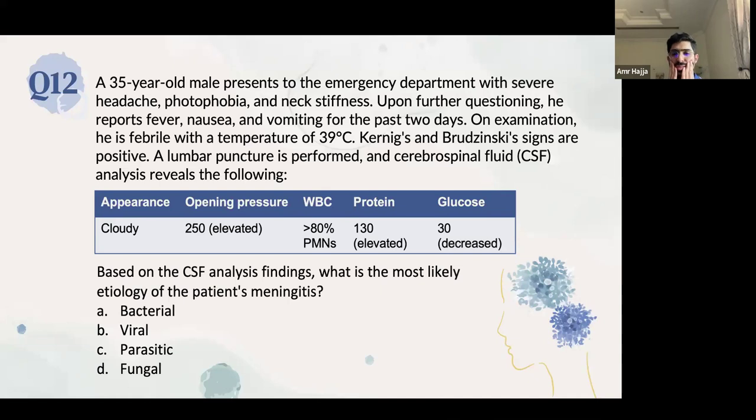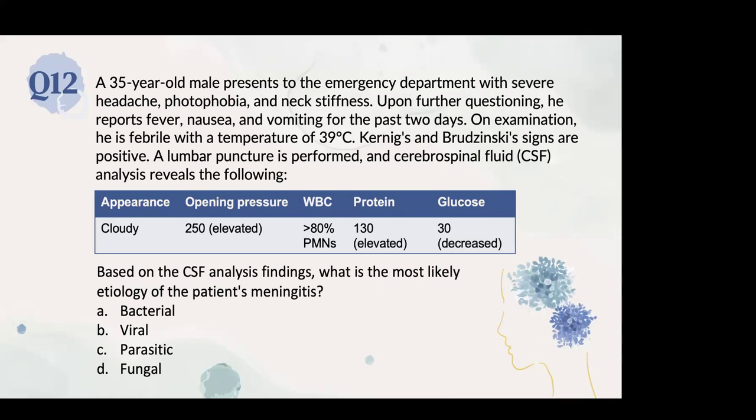Okay, so I want someone to explain why A. I can. Yeah, sure, go ahead. So first of all, the appearance is cloudy, so that's specifically for bacteria. The opening pressure for bacterial meningitis would be from 200 to 300, so that's in the middle. Plus the low glucose is a sign for bacterial meningitis because glucose is taken up by bacteria, so this is why they end up with hypoglycorrhachia.